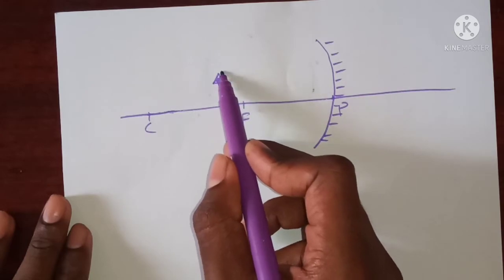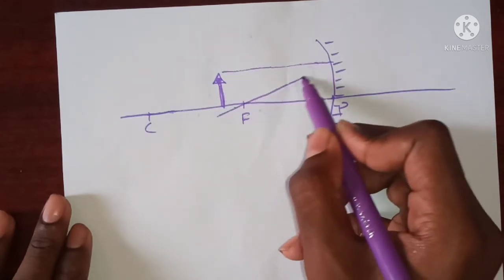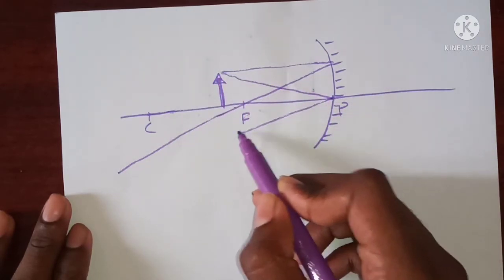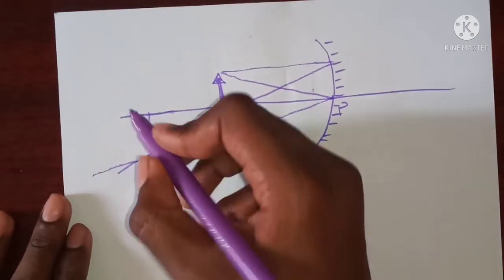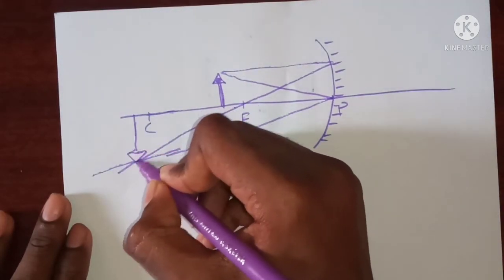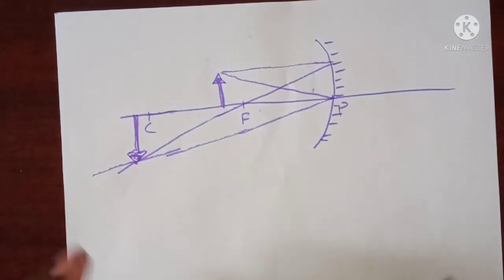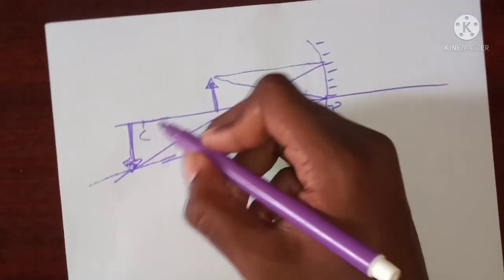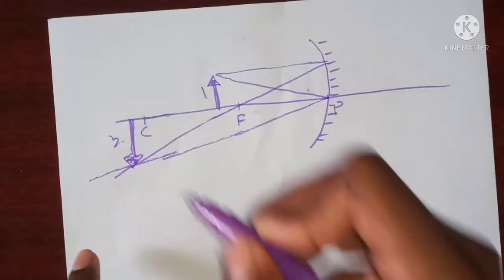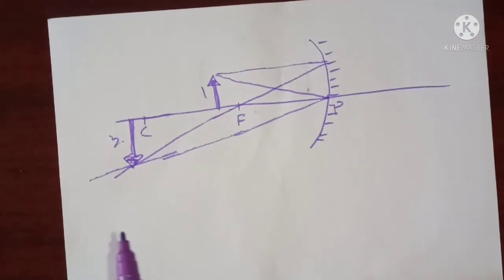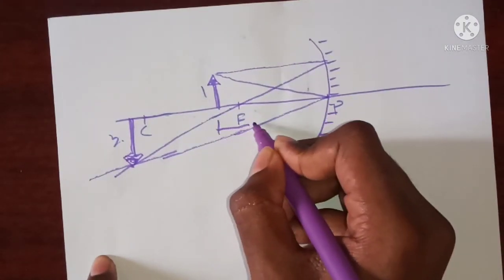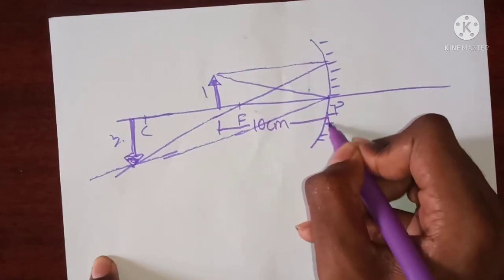So let's take a ray like this, passing through the focus. Let's take this ray, passing like this, so it forms the image beyond C, which we already know. So this is the image formation, and this is 3 times magnified. So when this is 1, this is 3. They already tell us that the object distance from the mirror is 10 centimeter. So this distance will be 10 centimeter.